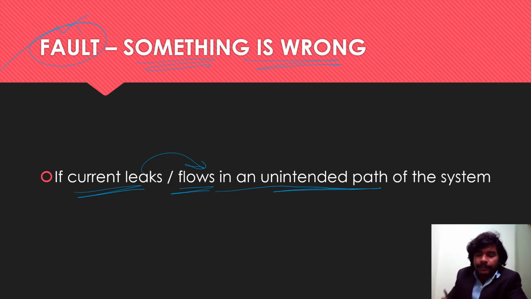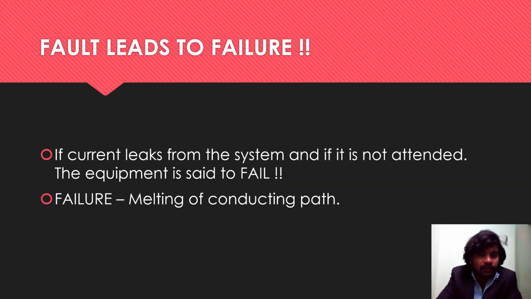Unintended path means the path which is not assigned for the current to flow. For example, what is the path assigned to the current to flow in any system? That path is nothing but the conductor. Why do you use a conductor in any electrical apparatus or system? To facilitate the flow of current. If the current flows in that conductor, then you say the equipment is working normally. And if that doesn't happen, if current leaks through the body to ground, or it flows through your body, you get an electric shock, right? Even that is a faulty condition. So that is basically a small definition of fault.